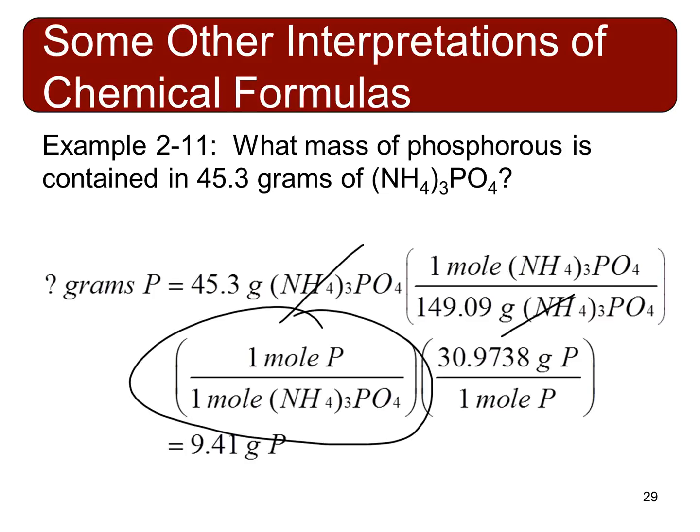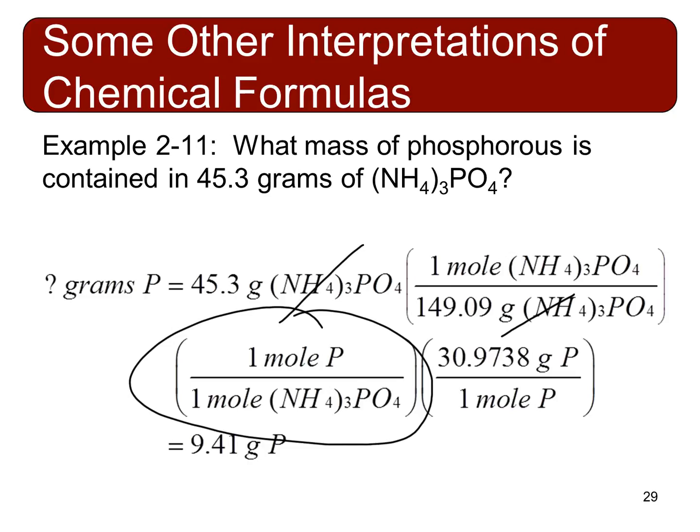Exactly. Yep. And then you'll see, if you look back at this problem later when we're in chapter 3, how it's very similar to the problems in chapter 3. Now we have 1 mole of phosphorus in the numerator, so we have to have 1 mole in the denominator. And now we're just converting from moles to grams.